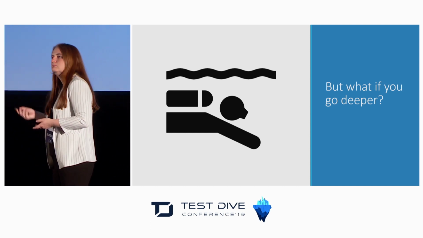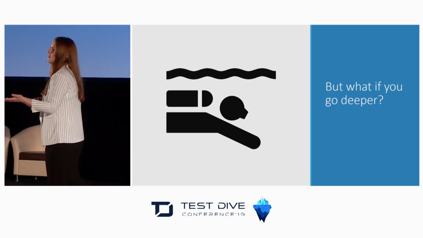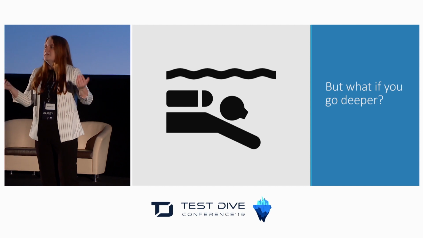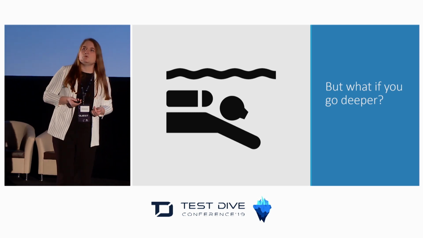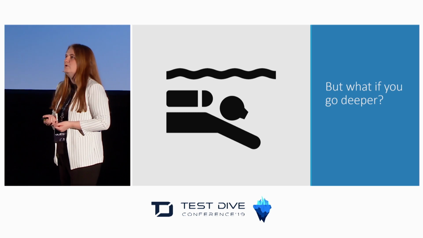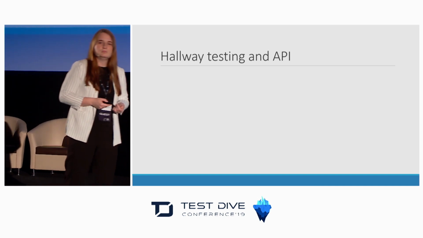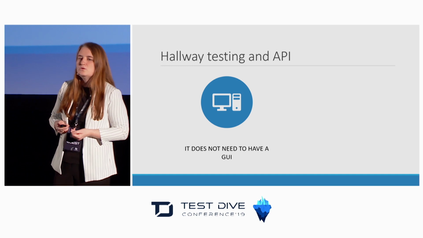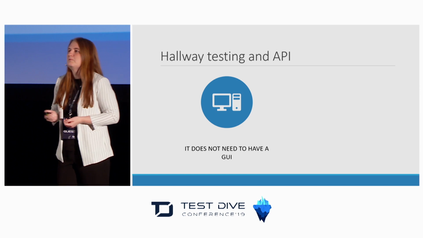Okay, so I showed you an example of a web page at the beginning. Then this data integration platform, so basically a PC app. But can we go deeper? And by deeper, I mean, do we need a graphical user interface to benefit from hallway testing? The answer is no, we don't. It does not have to have a graphical user interface, a GUI, to be tested via hallway testing. A good example here is API prototyping.